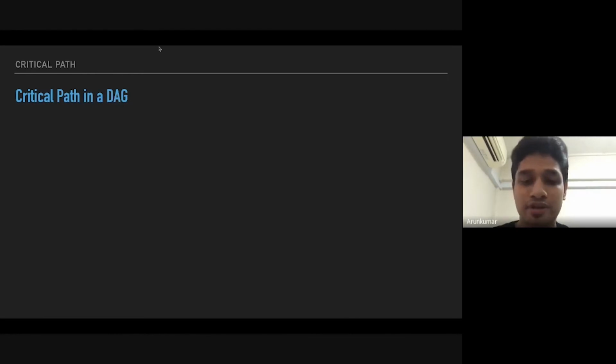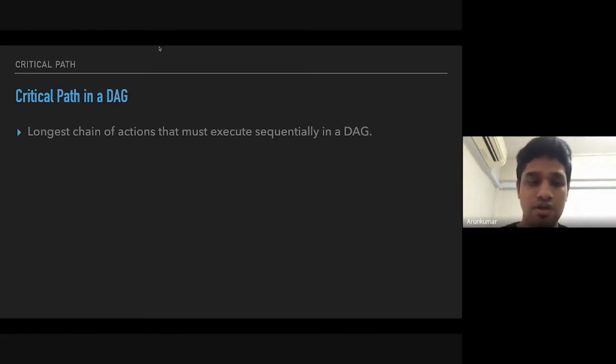So let's try to define it, and then similarly to before, I'll be illustrating what a critical path is with help of graph diagrams. So I'll be delving a little bit on graph theory here. So hope you find it interesting. So a critical path in a directed acyclic graph means the longest chain of actions that must execute sequentially, right?